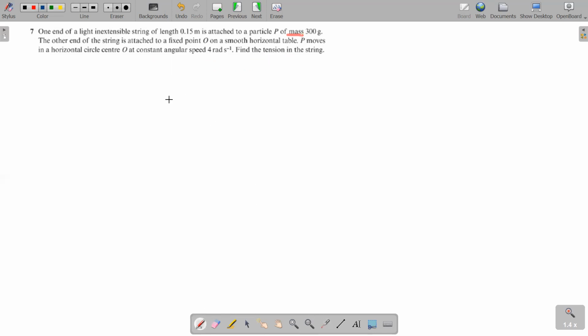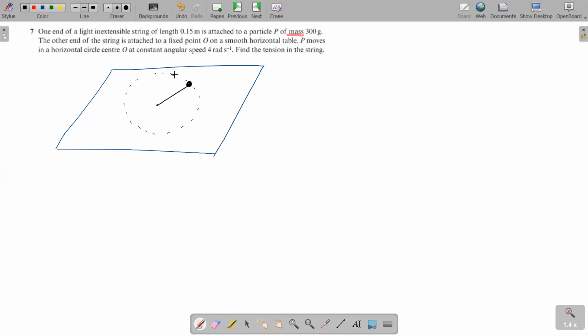Okay, so basically you have the point O and you're on a table. So this is the table. Just draw a simple diagram. And then the center O, and you have a particle moving in a circular path on the table.